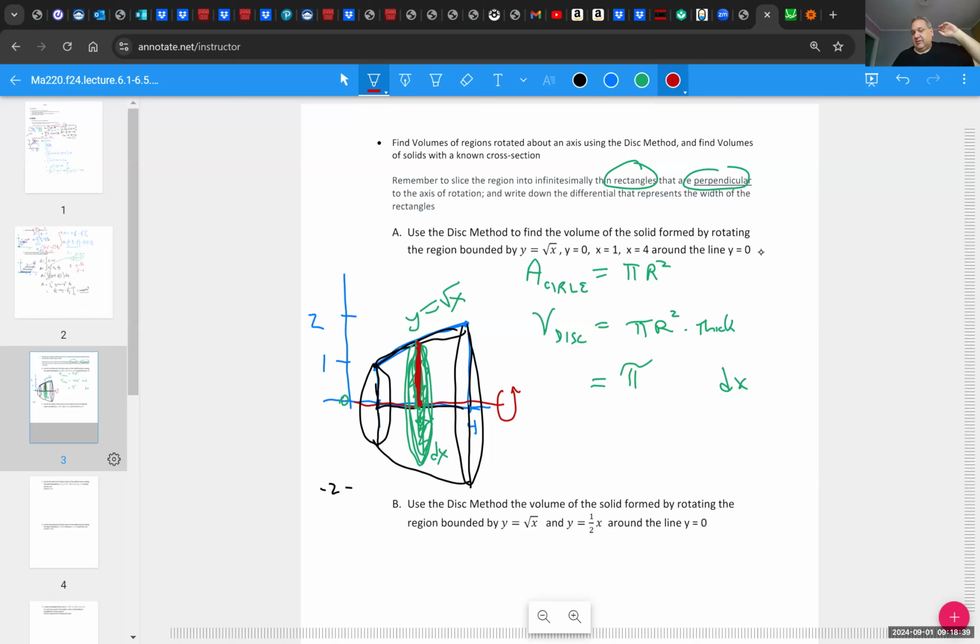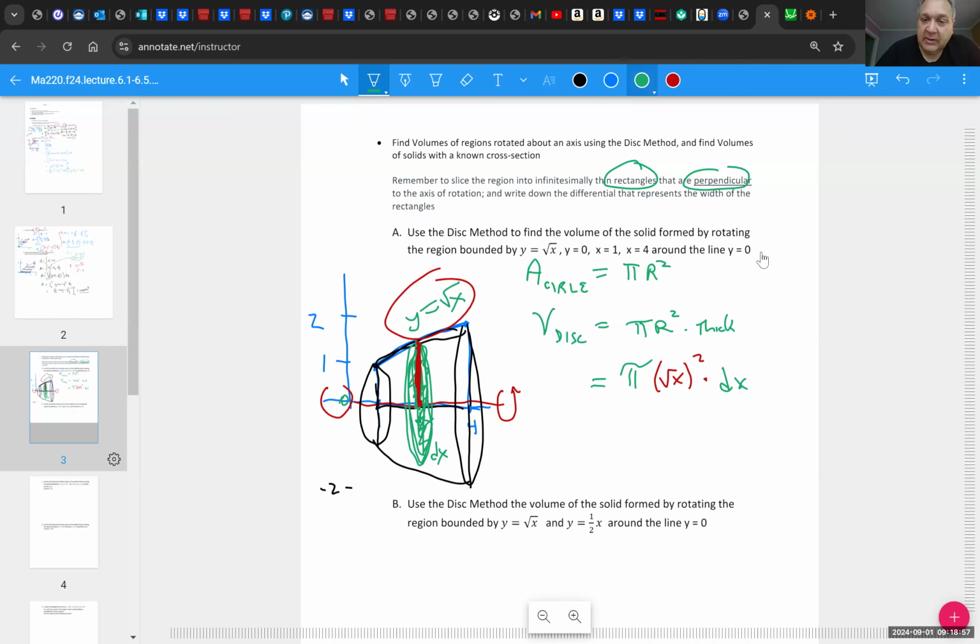And we already know it's just the top y minus the bottom y, which is the square root of x minus 0, or just the square root of x. So our radius is square root of x squared, because it says r squared, right? So radius is square root of x squared times dx.